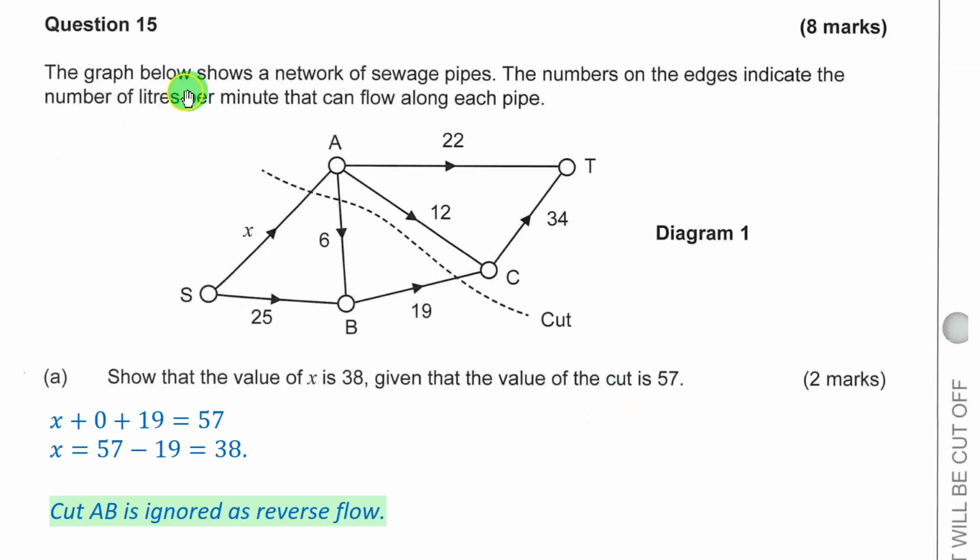Anyhow, let's go. The graph shows a network, and we can see it's a directed network. There's flows going through. The numbers on the edges indicate number of liters per minute that can flow along the pipes. And it's a nice simple little flow network here.